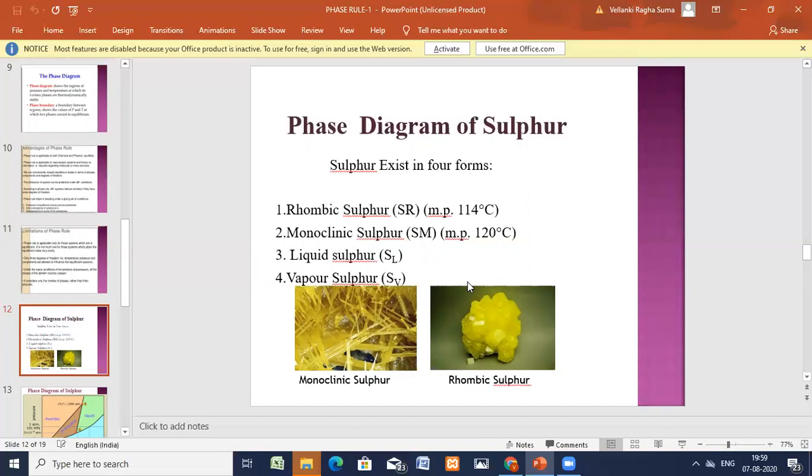So you may get F is equal to 2, or F is equal to 1, or F is equal to 0. Phase rule: a one component system can have one phase, or two phases, or three phases. But here it can be a bivariant system. A one component system can be bivariant, monovariant, and invariant.